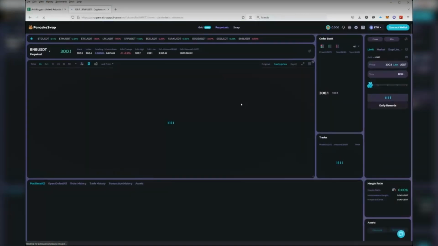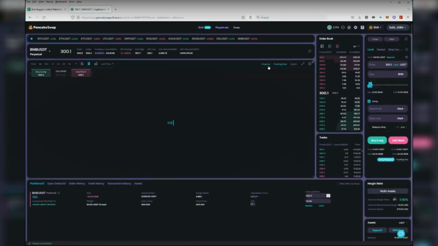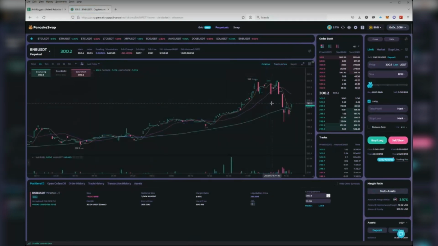There's still some issues with these PancakeSwap futures. Like, it doesn't show your trades on the original chart, and TradingView barely ever loads. So it's kind of annoying to show you guys where my trades are. But I guess we could just look at it here.